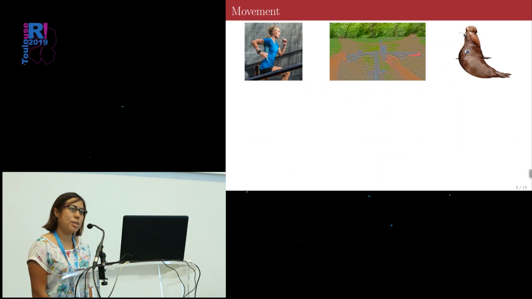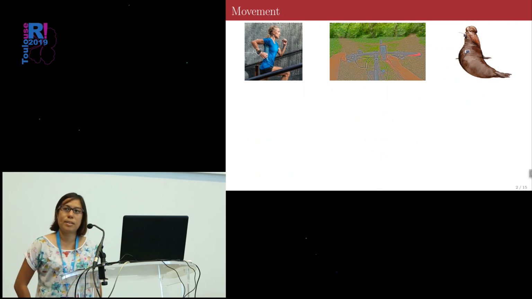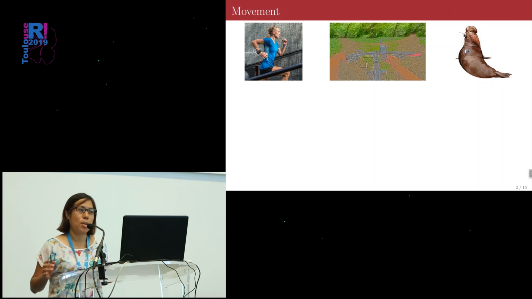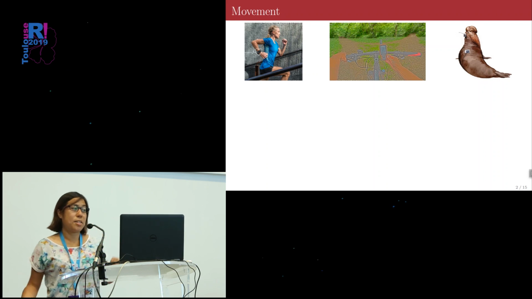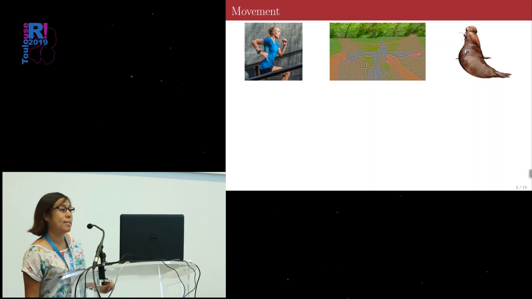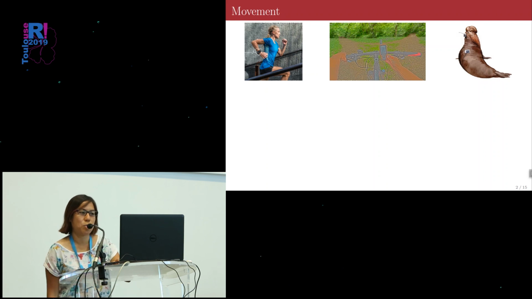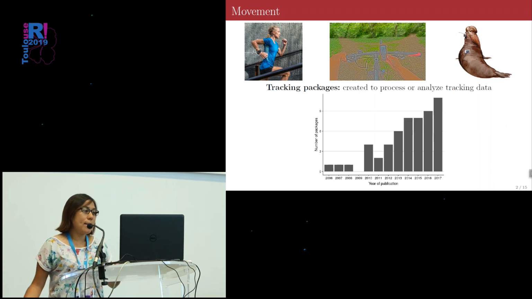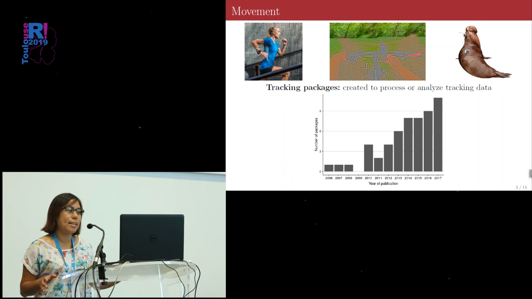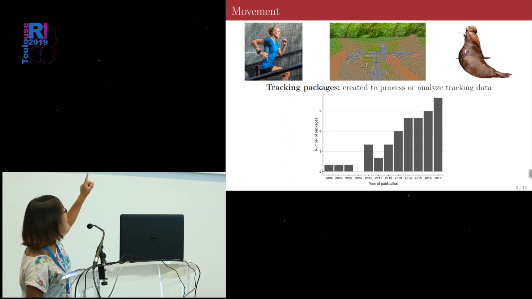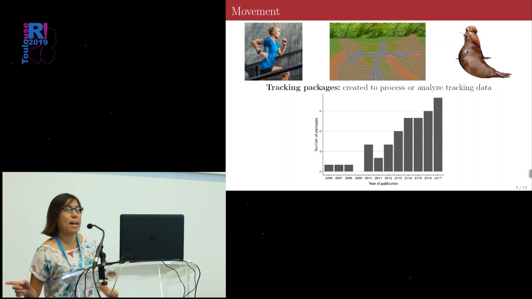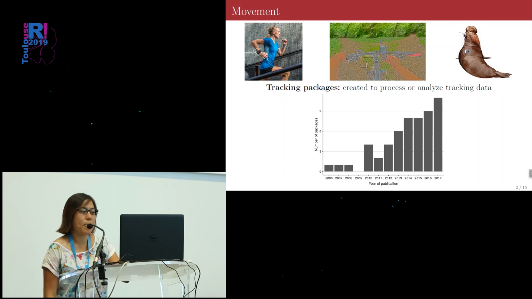As was mentioned in the presentation just before, there is a lot of data available on movement on different kinds of individuals, such as humans or animals, with different types of tracking devices as well. And there are several tracking packages, so packages that have been created to process or analyze tracking data in R. And the trend is increasing, the trend of the number of packages developed in time.